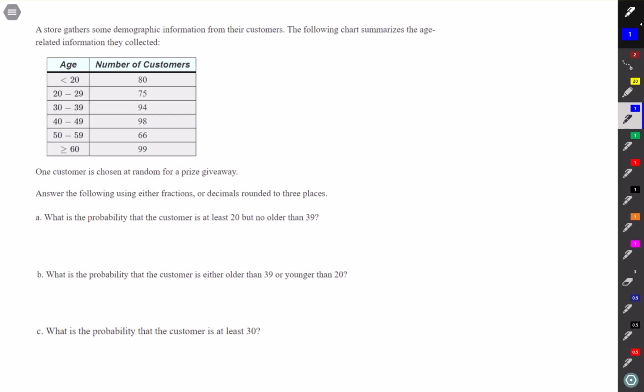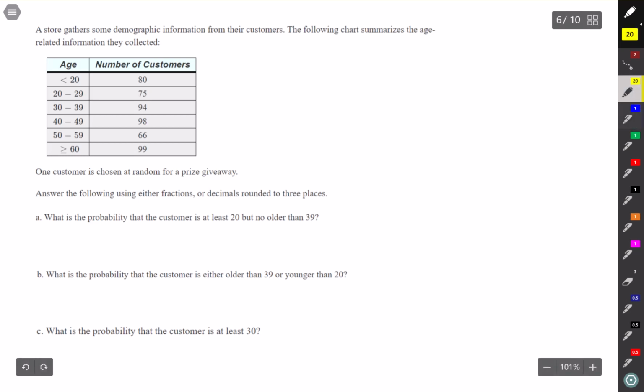A store gathers some demographic information from their customers. The following chart summarizes the age-related information they collected. One customer is chosen at random for a prize giveaway. Answer the following using either fractions or decimals rounded to 3 places.